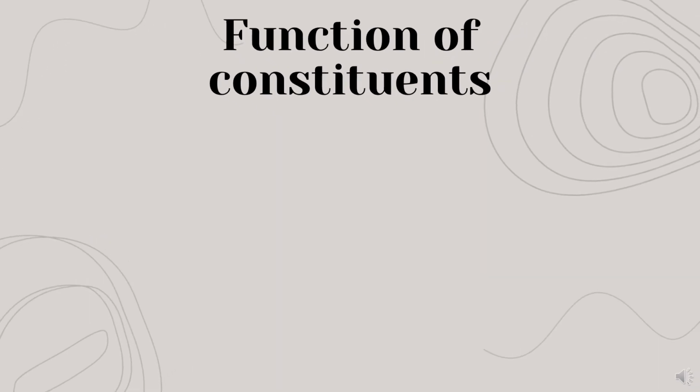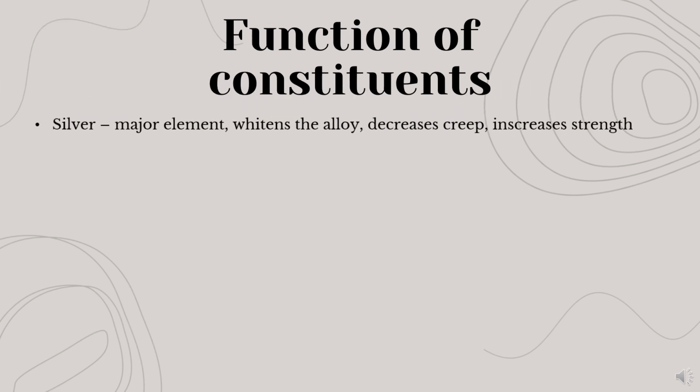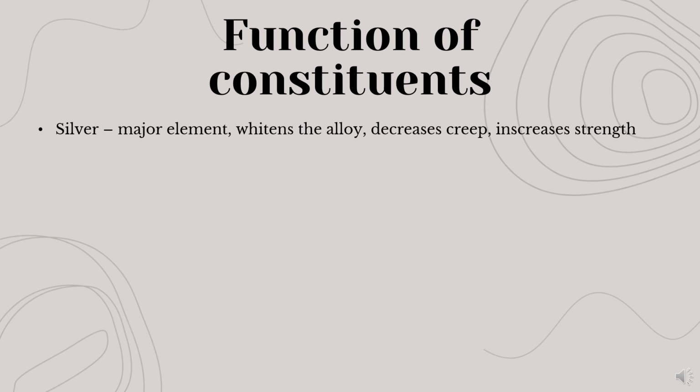The composition of dental amalgam is incomplete without writing the function of each constituent. So, first constituent is silver. It is considered the major element. Its function is to whiten the alloy, decrease creep, increase strength. It also increases the setting expansion and decreases tarnish.